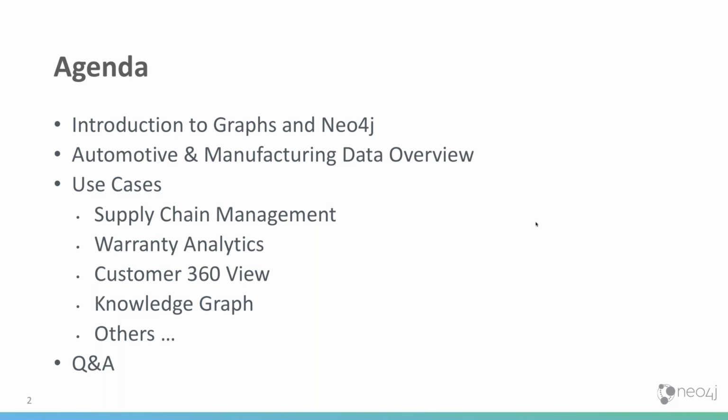So we'll talk about supply chain management. We'll talk about warranty and warranty analytics. Customer 360 view, and then knowledge graphs, and we'll touch on a few others that are maybe less specific to automotive and manufacturing, but would still be applicable in those industries. And as Alexander said, at the end, we'll have a bit of time for Q&A, so please do ask any questions that you have.